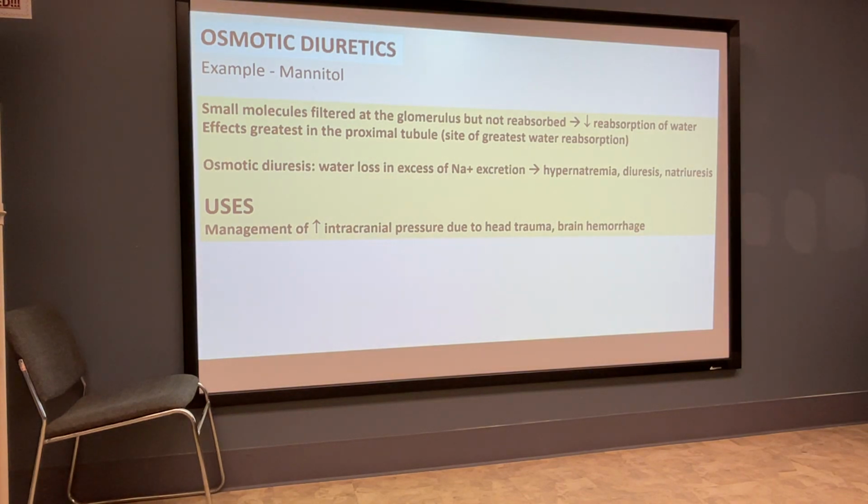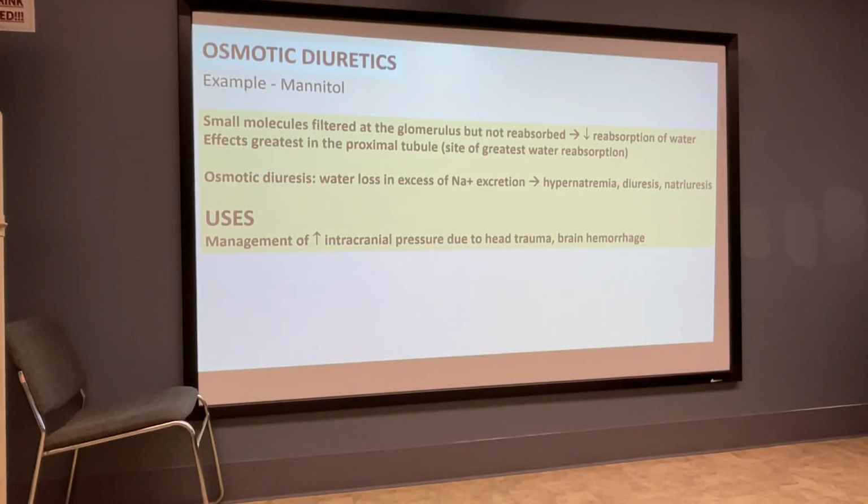The first group of diuretics we'll talk about are the osmotic diuretics. And why osmotic is because they operate by the principle of osmosis. So if you remember the definition of osmosis from your high school biology, the movement of substance from higher to lower concentration. So that's the way it works. And a very good example of an osmotic diuretic is mannitol.